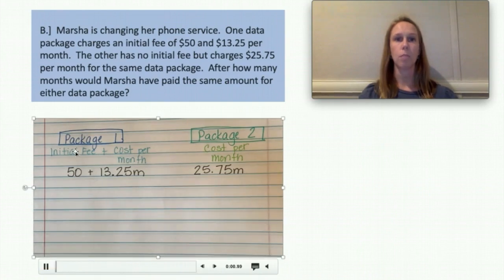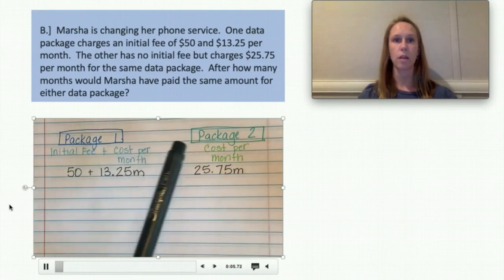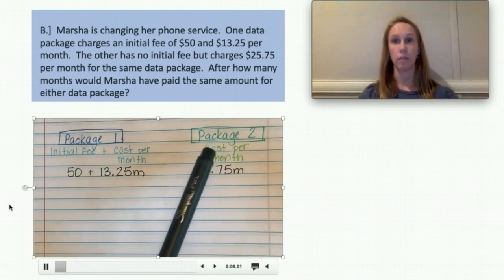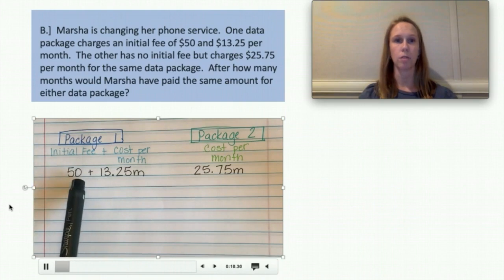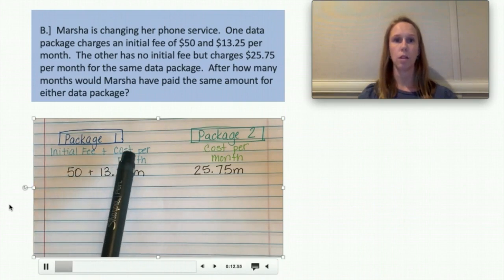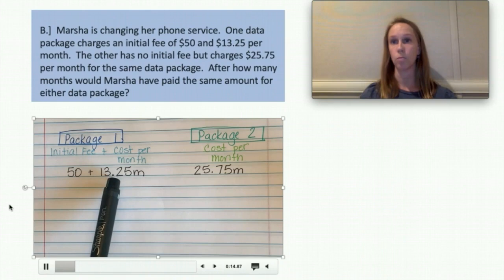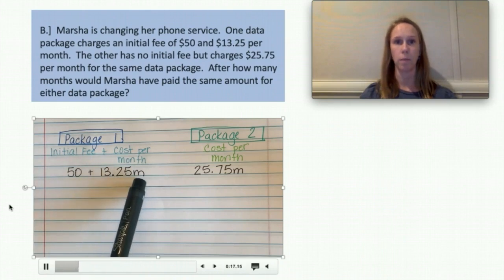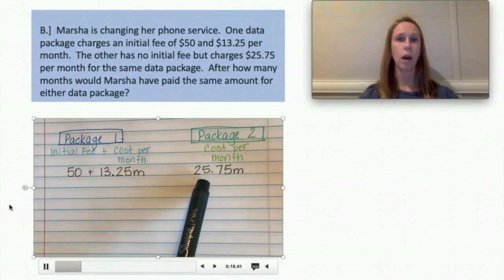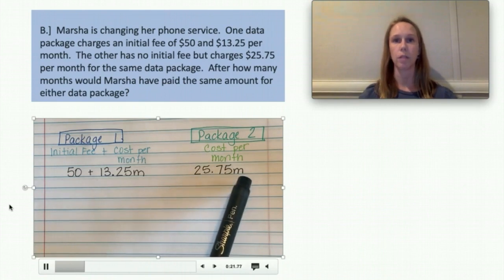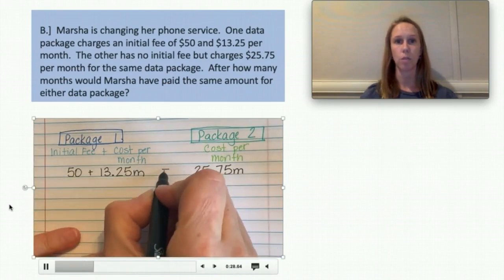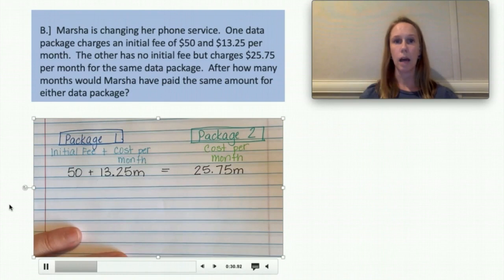So I set mine up with package 1 and package 2, thinking about the initial fee and the cost per month. So my expressions are 50 plus $13.25 per month. I don't know the months, so that's my variable m. And for package 2, I have $25.75 times the number of months. Now, if I'm trying to figure out when these are going to be the same, I simply make the 2 expressions equal to each other, and now all I have to do is solve for m.